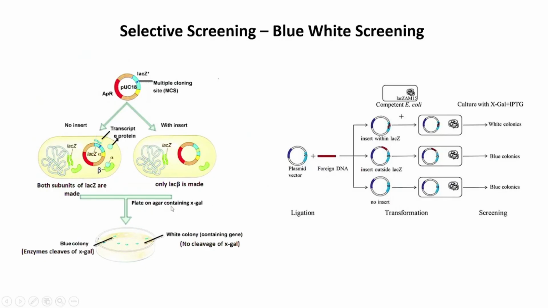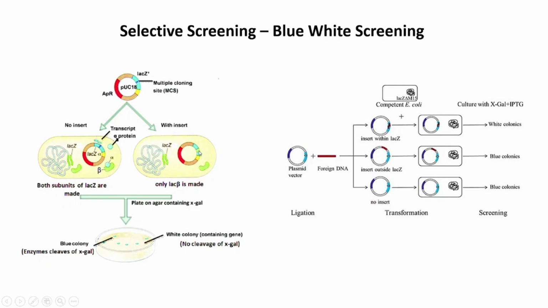And when we finally plate these two bacteria on the agar, it will have X-gal. X-gal is kind of a substrate. That's the only thing you need to remember for now. X-gal is a substrate that gets cleaved only when both LacZ alpha and LacZ beta are present. So in this case, when no insert is present, both alpha and beta subunits will be prepared, and hence when they are plated on agar, the X-gal will be cleaved. The enzyme that is made will cleave the X-gal, and we'll see a blue colored colony.